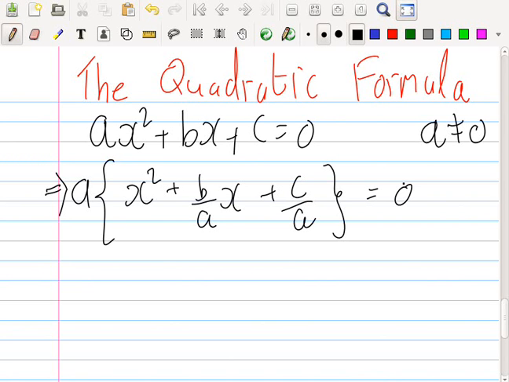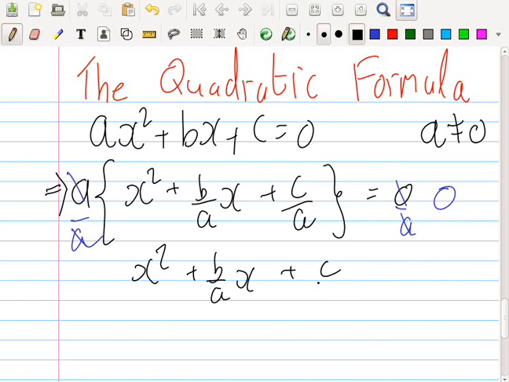Now, I want to try and make this as easy as possible, okay? So if I divide both sides by a, divide by a, I'm allowed to do that because the a is not 0 for sure. So that and that cancel. And what's 0 over a? 0. So I'm just left with this now. x squared plus b over a x plus c over a equals 0. Okay, I'll just pause every moment or two here so you can keep up.